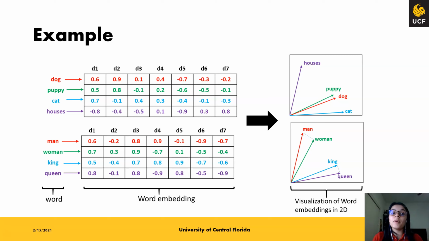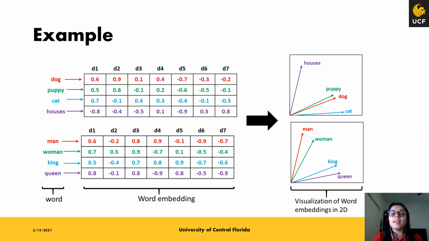In the second table, we have those words: man, woman, king, and queen. And we can see that, for example, dimension 1 could be people because man, woman, king, and queen are all persons, like people.